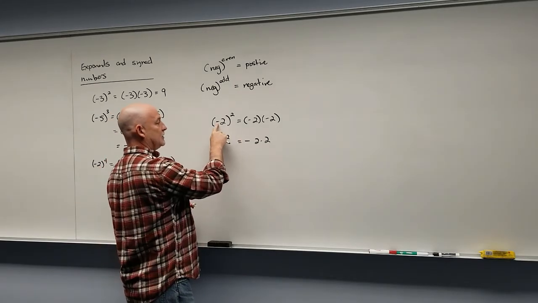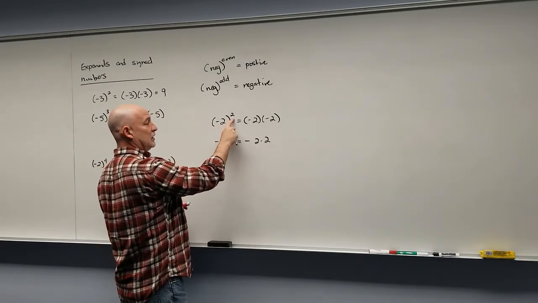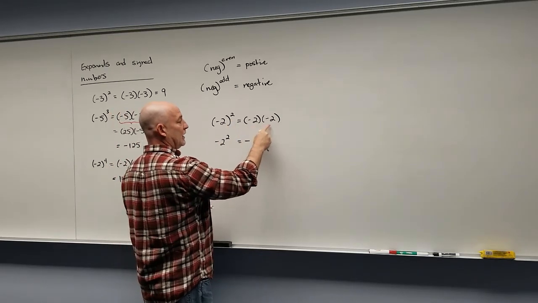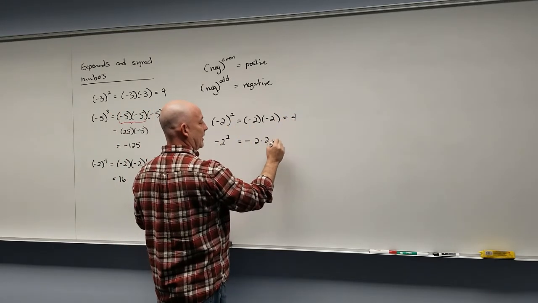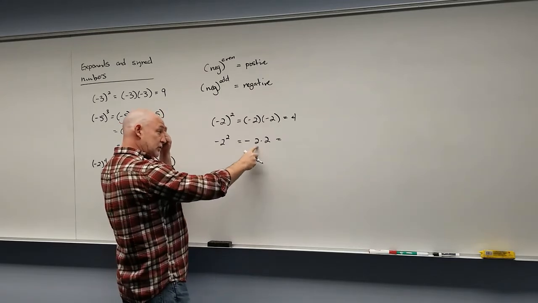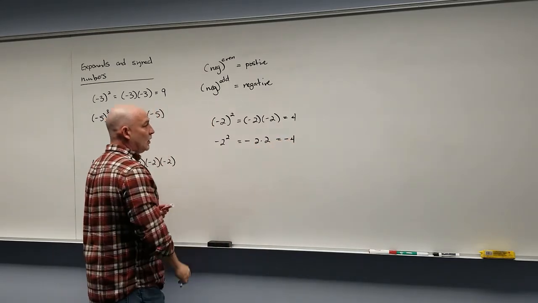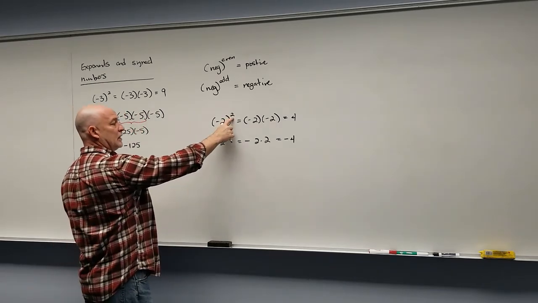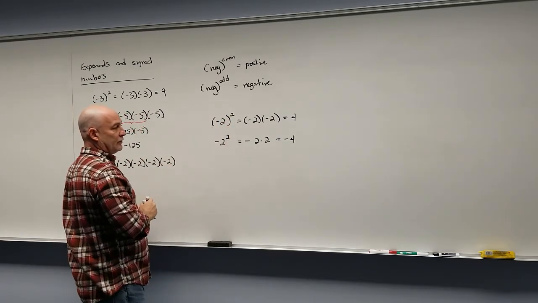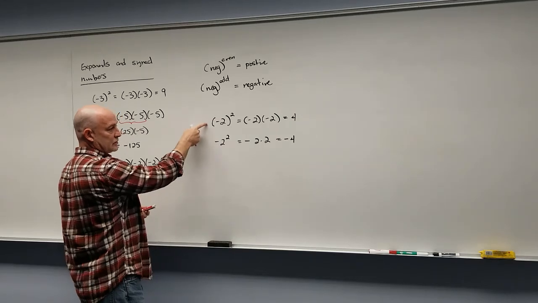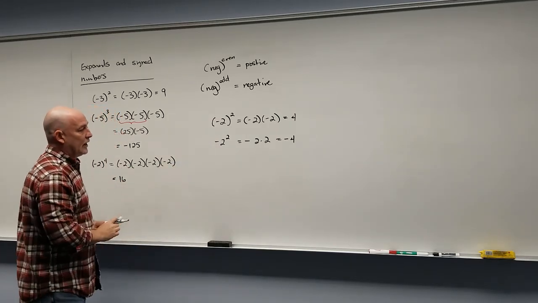So in this case, this negative is inside parentheses, so it's being included in that exponent. So a negative times a negative is a positive, so that's a positive 4. But here we have 2 times 2 is 4 with a negative out front. So for a negative to be included in an exponent, it has to be in parentheses. So there's a big difference between those two statements. So be careful with that in your homework.